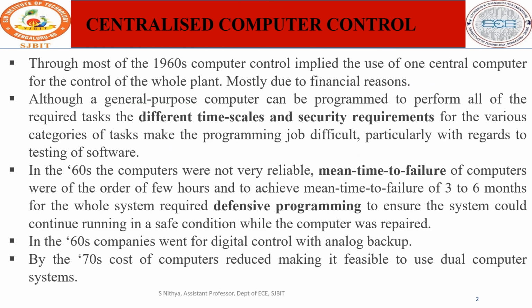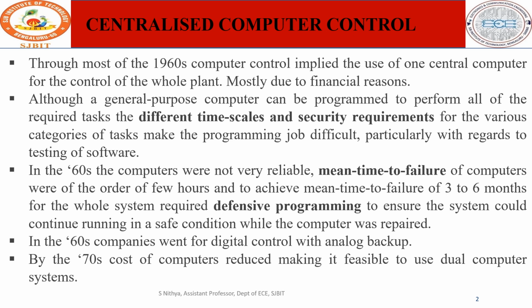In this video we are going to talk about the centralized computer control. In the 1960s, computer control implied the use of one central computer for the control of the whole plant, mostly due to financial reasons. Although general purpose computers can be programmed to perform all of the required tasks, the different time scales and also the security requirements for the various categories of task make the programming job difficult, particularly with regard to the testing of the software.